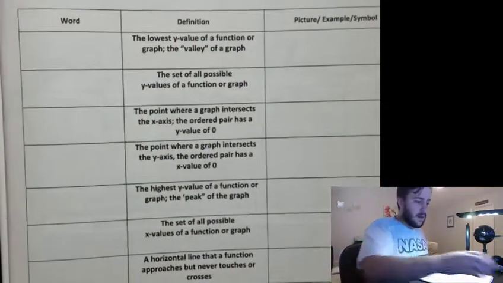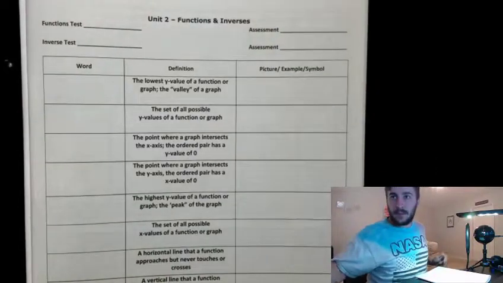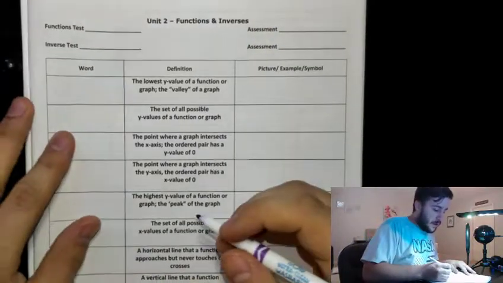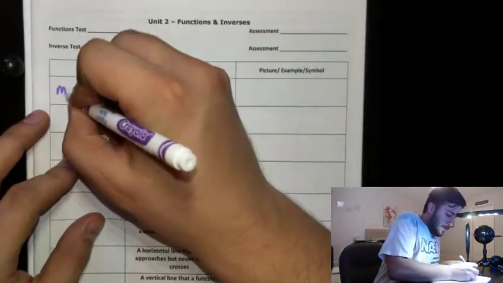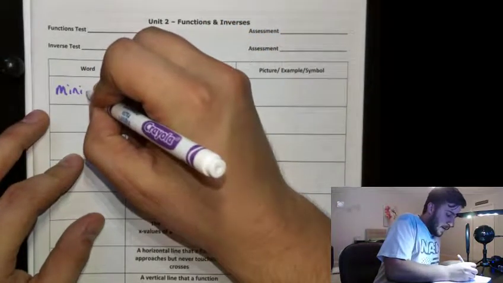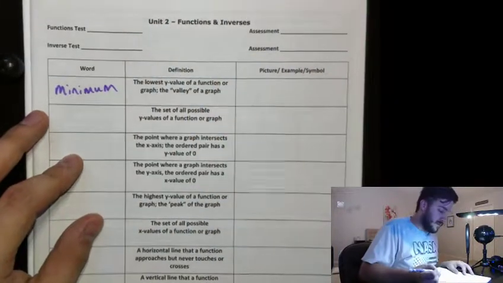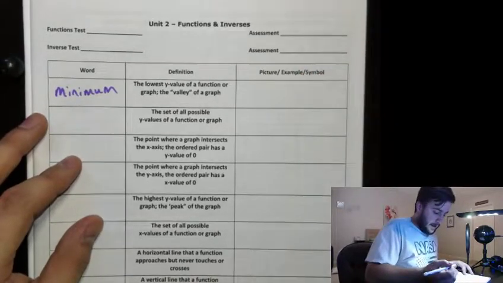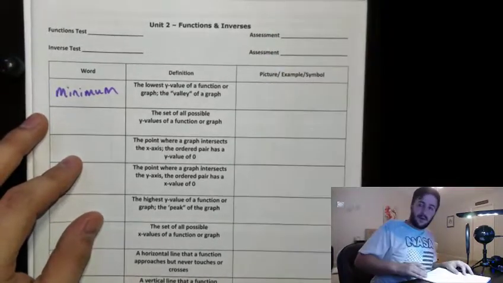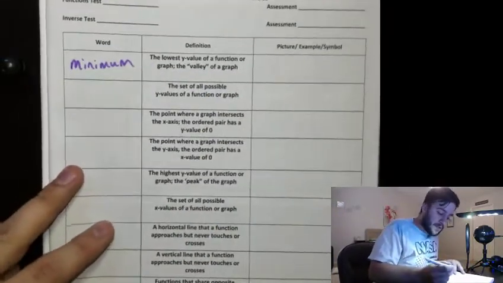Some vocab. The lowest y value of a function or graph, the valley of a graph. This is the minimum. Okay. Minimum. We're going to worry about examples later. We'll just say what those are. So we've got a minimum of a function.